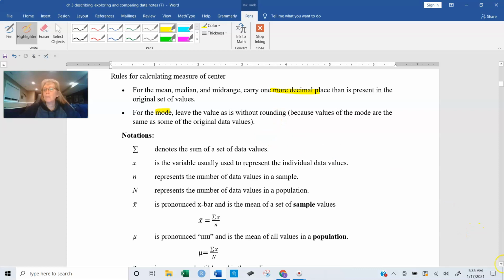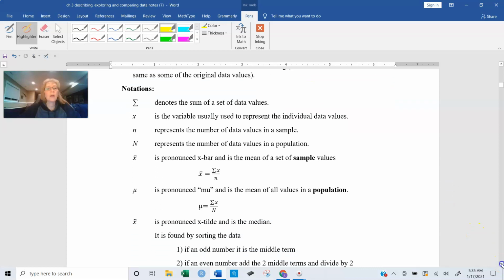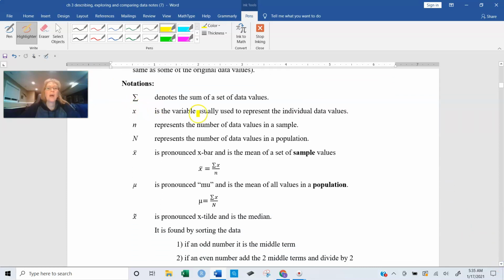Again, our notation, nothing too new here. Σx is the sum. x represents the individual data values. n is the number of data values. Capital N just means it's of a population. The lowercase one up here was of a sample.